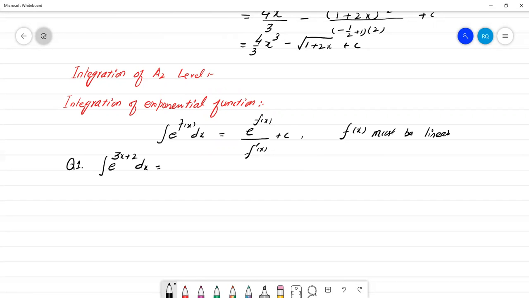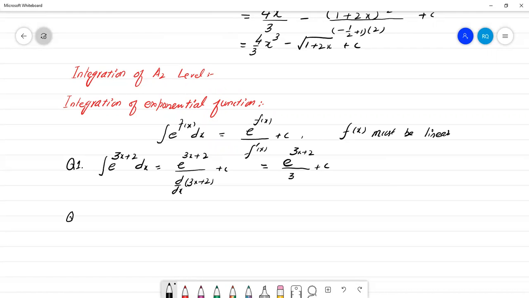According to the formula, you have to write the exponential term as it is. This whole exponential term, e raised to 3x plus 2, you have to write as it is, no change, divided by the derivative of the power. What's the derivative of 3x plus 2? So d by dx of 3x plus 2. In simplified form, you will have e raised to power 3x plus 2 divided by 3 plus c. Yes, students, are you getting the point?